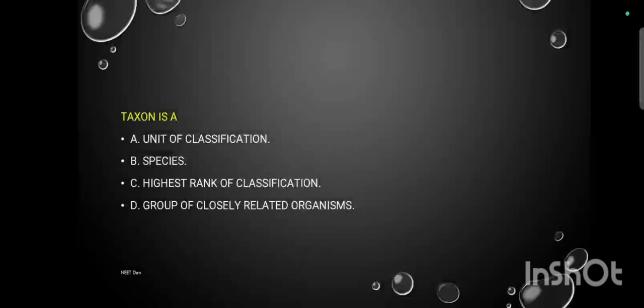Question. Taxon is a? A, unit of classification. B, species. C, highest rank of classification. D, group of closely related organisms. So the answer here is D, group of closely related organisms.